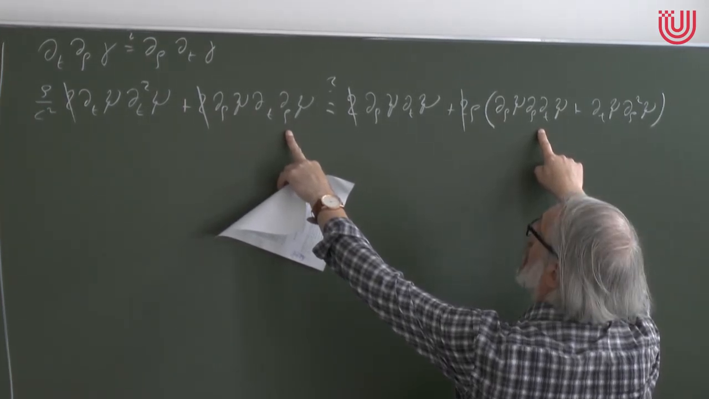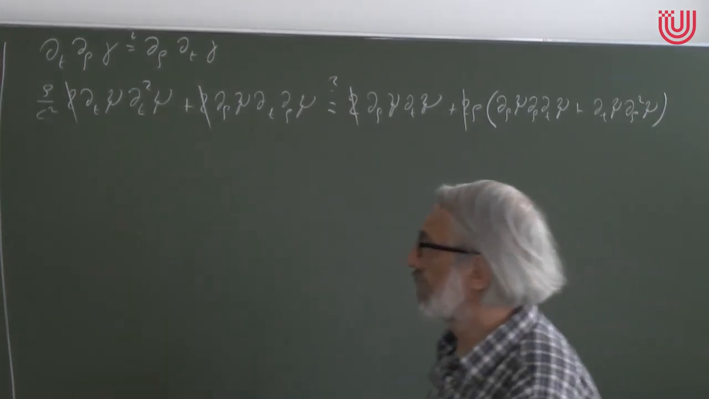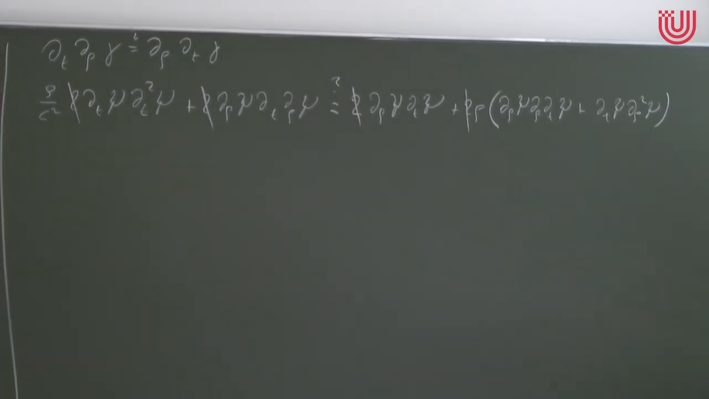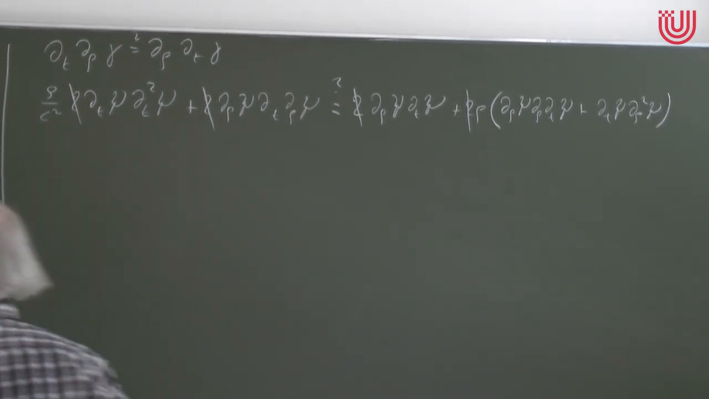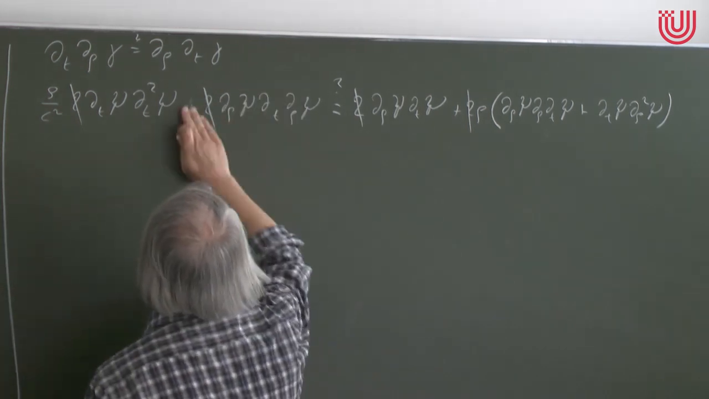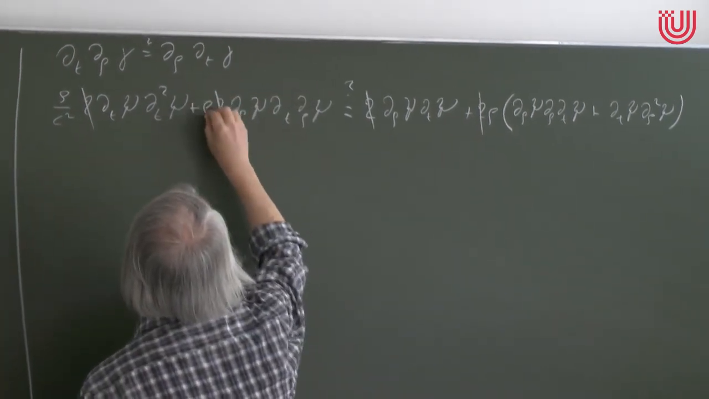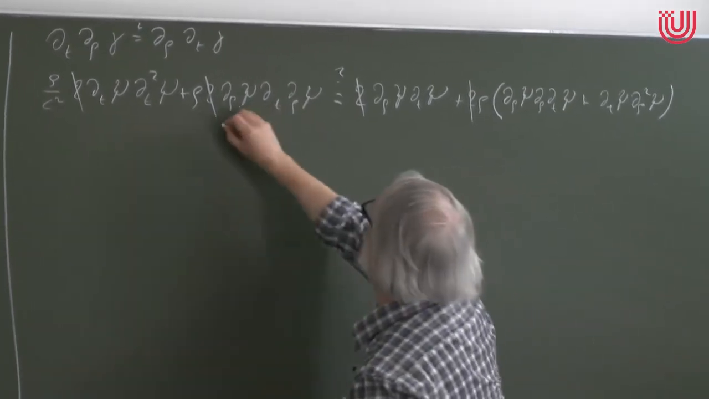Rho. Did I forget a rho here? Let me see. I differentiated this with respect to t. I think I forgot this rho here. When I differentiated this with respect to t, here was also a rho. So then these two terms cancel, right? These two terms cancel.